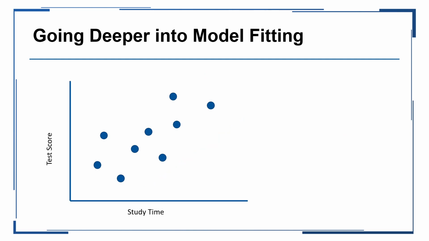To illustrate this, let's consider this hypothetical set of points. We have a student study time along the x-axis and their corresponding scores on some assignment or assessment along the y-axis. If we want to find the line of best fit, we can first start by drawing a random line somewhere on our data. Perhaps we draw a horizontal line here. Visually, we can see that the line doesn't quite fit the data very well.